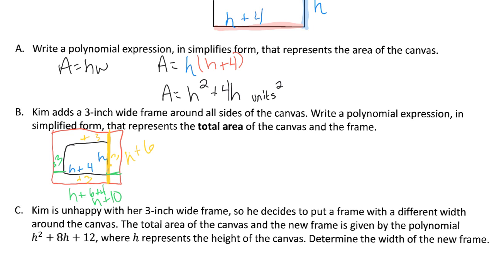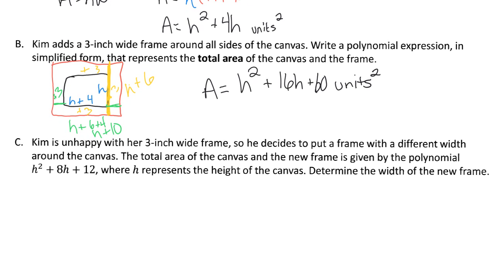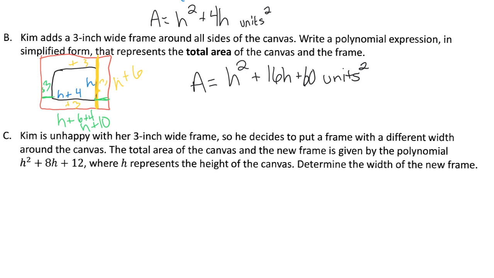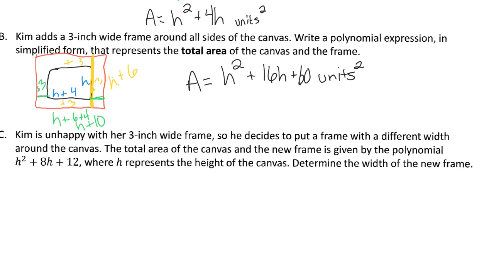Now we want to find the new area. Take a moment and find that new area. Okay, so hopefully you got h squared plus 16h plus 60 for your new area. Kim doesn't like that. She's unhappy, so she's trying a different frame, and that new frame has an area of this. It has a new area where h is the height of the canvas, which we knew. Now we want to find the new width.